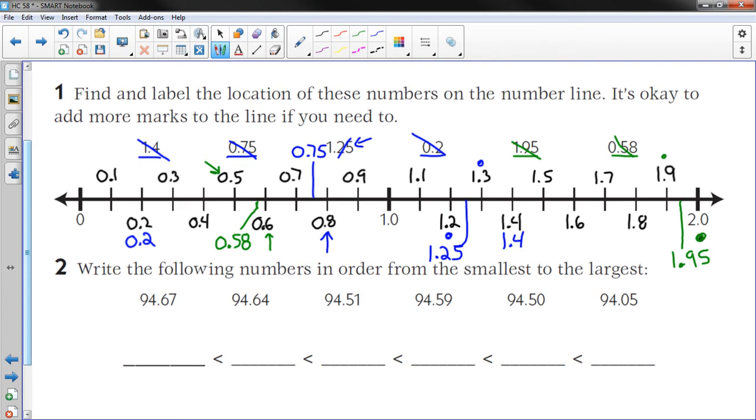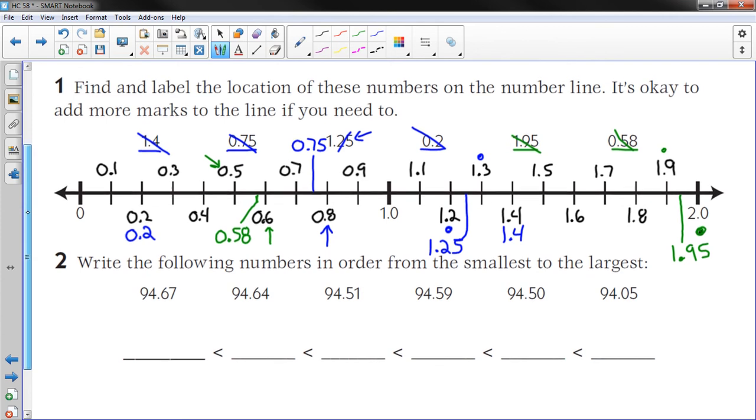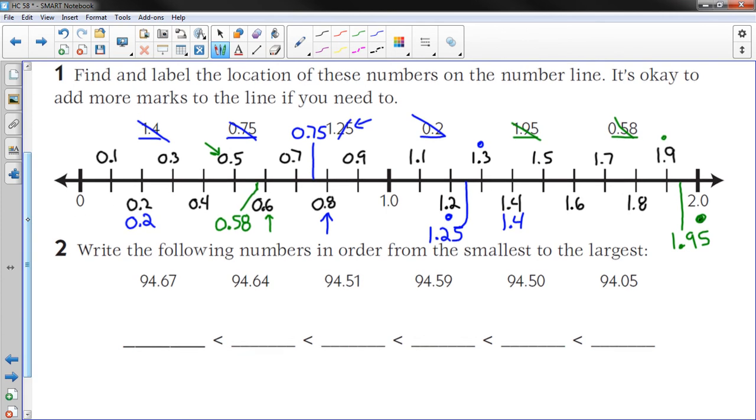Let's look at number 2 now. Write the following numbers in order from the smallest to the largest. Something I noticed right away, let's get a highlighter, is all the numbers are decimal numbers, and they all start with 94. Why don't we just cross out the 94, because if they all start with 94, that really doesn't help us compare them.